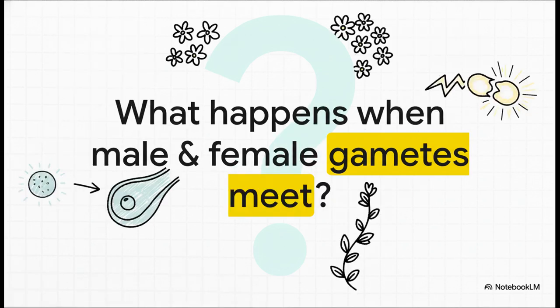So, that leaves us with one last, really exciting question to think about. We know that flowers make male and female gametes. So, what do you think happens when they finally meet up? How does that first spark of new life actually happen? Well, that is a story for our next explainer. Think about it, and we'll see you then.